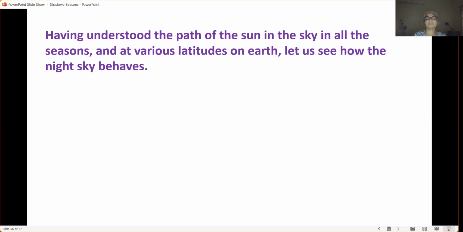Okay, so now let's see the night sky. In the night sky, we see stars. So do the stars also move? What is the manner in which they move? Does their movement change according to seasons? Does the movement change according to the latitude on Earth? We'll see that in the next video. So now we will stop with this.